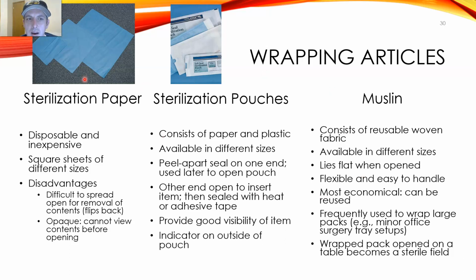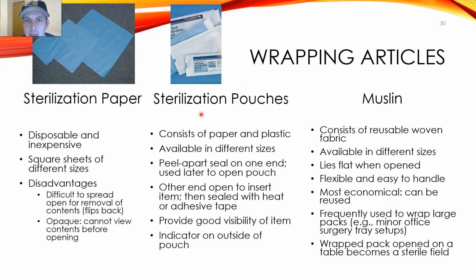So the three main common things are sterilization paper, which comes in squares of different sizes. The nice thing about it is it's relatively inexpensive and it's disposable, so it's easy to work with. The problem is obviously you can't see through it, so you can't see what's in there. And it has a sort of memory, so after you fold it, it tries to stay folded. So when you open it up, it will fold back in on itself, which can become problematic.